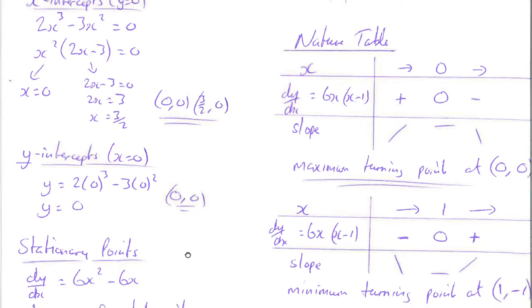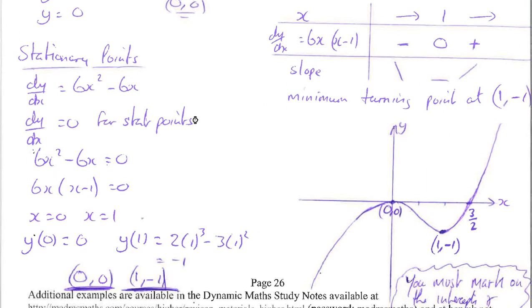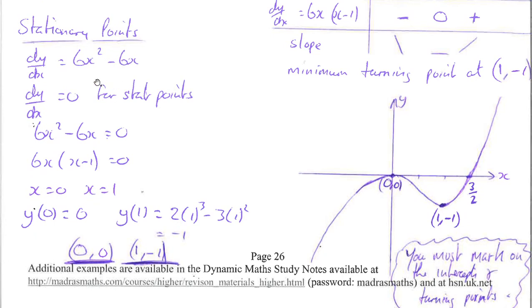Now we're going to find the stationary points. This is a recap of the previous exercise. So we differentiate. We state dy/dx equals 0 for stationary points. We must state that every single time, so please do so. So set 6x squared minus 6x equal to 0. Take out a common factor, so here we can take out 6 and x, so 6x bracket x minus 1. So 6x can equal 0, which means that x equals 0, or x minus 1 equals 0, in which case x would equal 1.